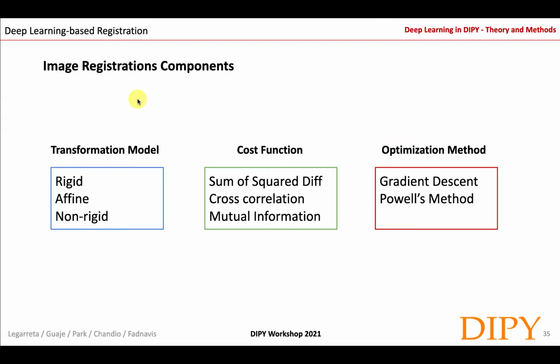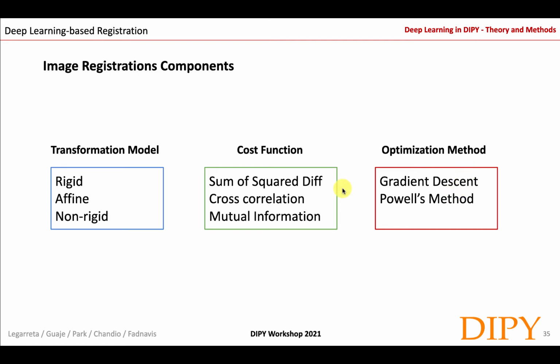Traditional image registration has three main components: a transformation model that specifies all changes that may be applied to the moving image, which could include rigid, affine, or non-rigid; and a similarity measure or cost function, such as sum of squared differences, cross-correlation, or mutual information, that evaluates differences or dissimilarities between the moving and static image.